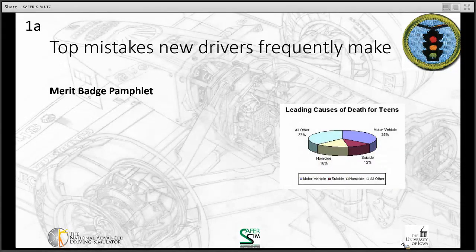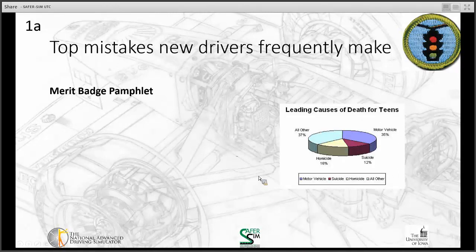So the first thing we're going to talk about is top mistakes that new drivers frequently make. One of the things we look at is deaths for teenagers: motor vehicles make up 35% of the deaths associated with teenagers. So it's one of the riskier things that teenagers do, being in a motor vehicle. Over a third of the deaths of teenagers are associated with motor vehicle crashes. What's homicide? So the question is, what is a homicide? In this case, a homicide is when somebody else kills you intentionally. So you're twice as likely to die in a motor vehicle crash than you are to die in a homicide.